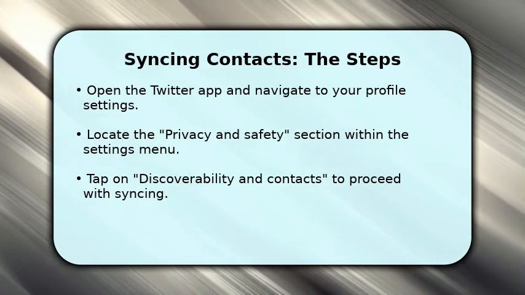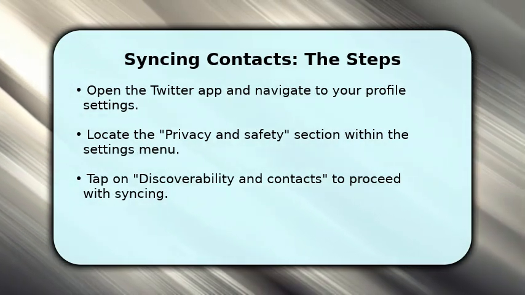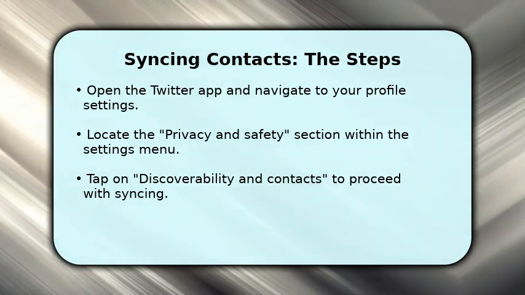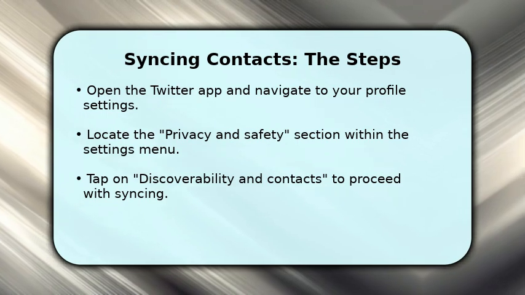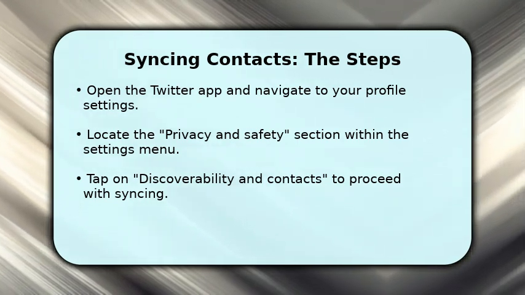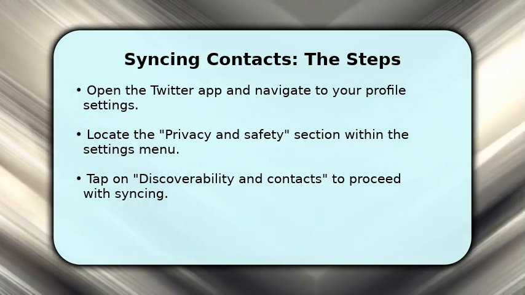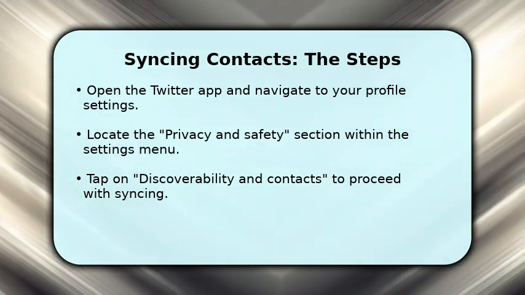First, open your Twitter app and tap on your profile icon. From there, you'll want to access your settings and privacy. Look for the Privacy and Safety option, then select Discoverability and Contacts. This is where you'll find the crucial settings to manage how your contacts are used for suggestions.